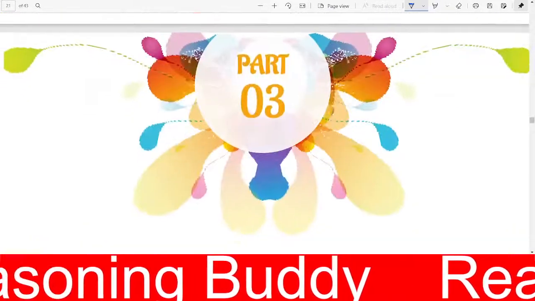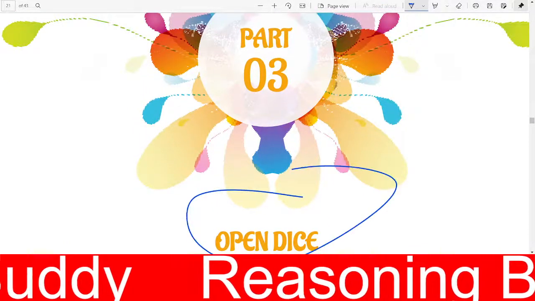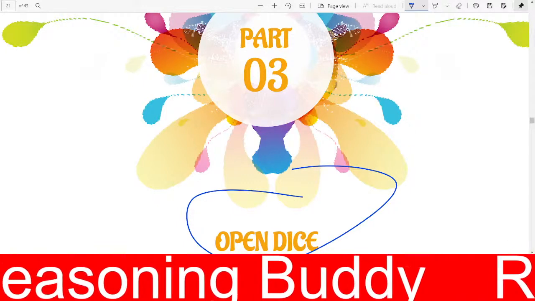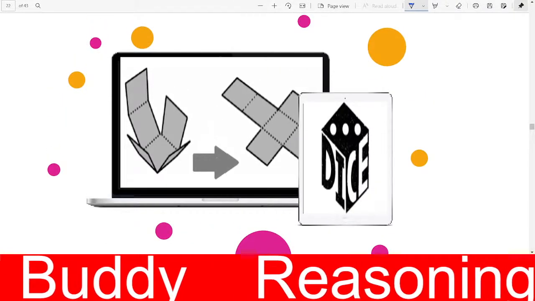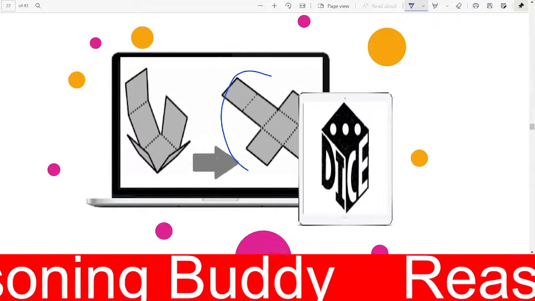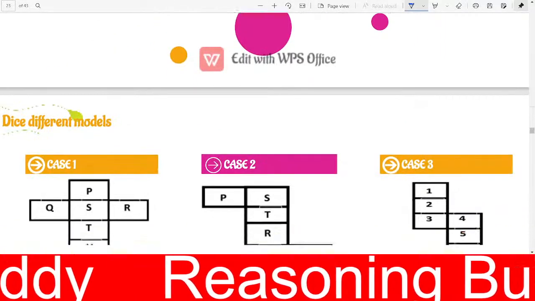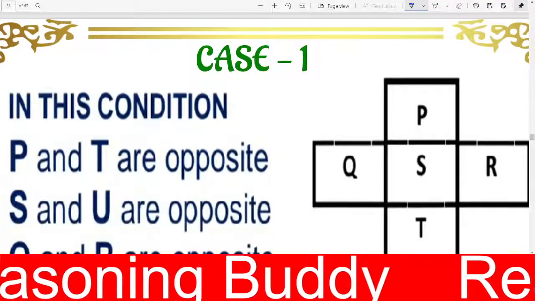So next, open dice. Let me go for open dice. Open dice means they will cut a dice like this and they will ask you to form a dice like this, right? Okay, so these are the examples for open dice. We will go for questions.